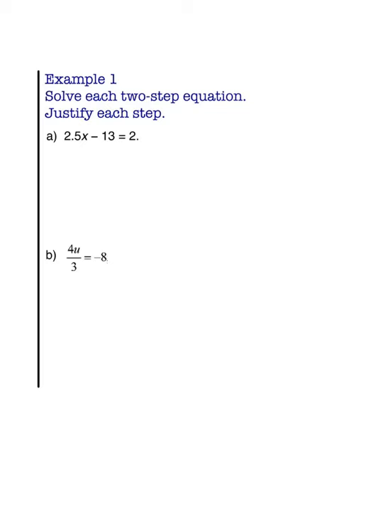All right, so example 1 is solving two-step equations. So part A, I have 2.5x minus 13 equals 2. Remember, the goal is to get the variable by itself. We're also going to do GEMDAS backwards. So I'm going to start with any addition or subtraction. I see a subtraction here, minus 13. To get rid of that, I'm going to add 13 to both sides.